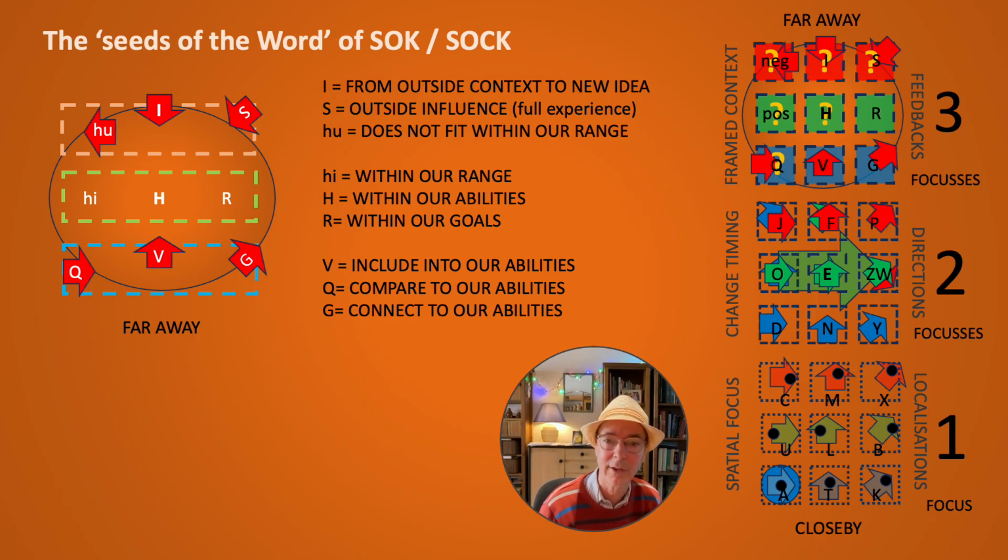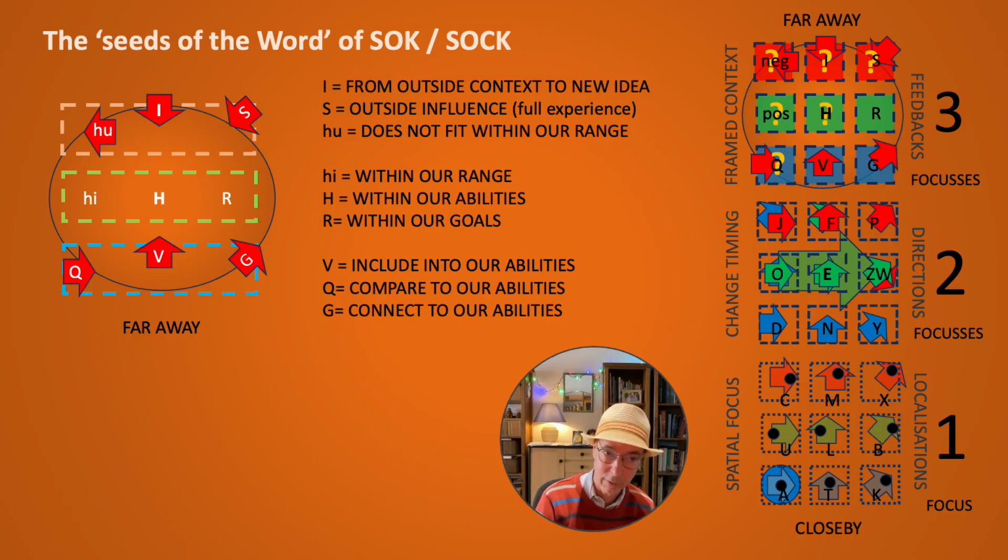So the E is from outside context to a new idea. The S is an outside influence, let's say. The who, it does not fit within our range. The he, it fits within our range, it's within our possibilities. R, it's within our goals. The V, it will include into our abilities. The Q, I will compare it to our abilities, and G, I will connect it to our abilities.